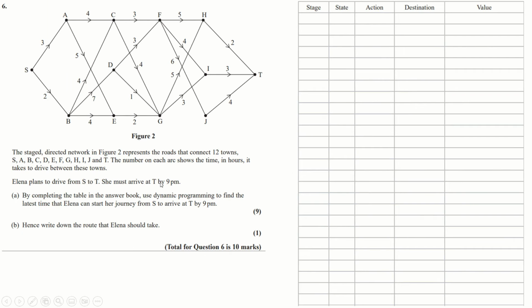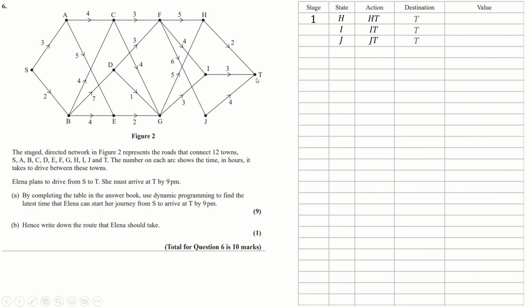Question 6 then, the dynamic programming question. So let's call this stage 1, stage 2, stage 3, stage 4, stage 5. We're essentially just minimizing, right? Because if we want to start the latest time possible, we just want to minimize the journey time to get finished by 9 p.m. So stage 1 can either be H, I, or J, and of course we need to go to T.